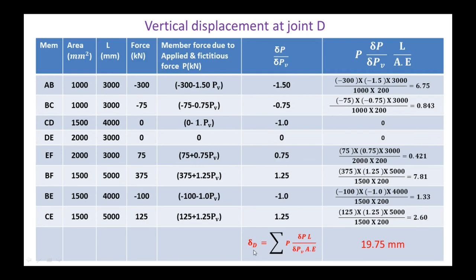Now our final formula is: deflection at the joint D, delta D, is equal to the summation of P into del P by del PV into L by AE. The summation of all these displacements becomes 19.75 mm. This value is positive, which means the direction we assumed for the fictitious force, downward, is correct. The displacement at joint D, delta D, is in the vertical downward direction, and it is 19.75.